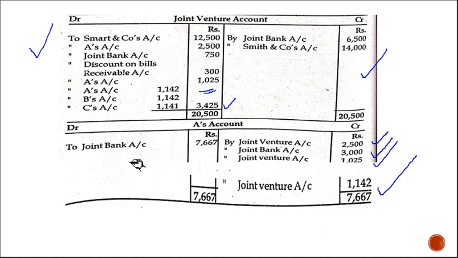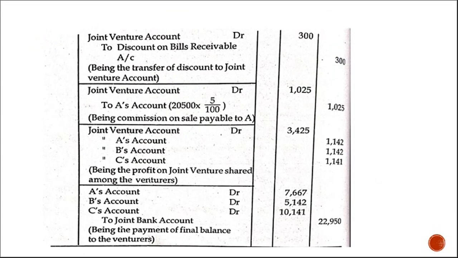A is account debtor to joint bank account. This is the payment. This is for the last journal entry. I told you to leave some space. So one space you have to leave for how much profit they are getting. Second entry is for the payment. So there the journal entry would be A's account debtor to joint bank account 7,667. See here, A's account debtor 7,667 to joint bank account.